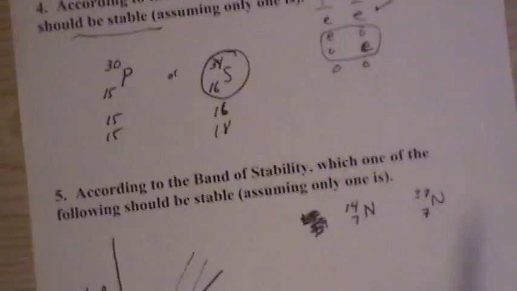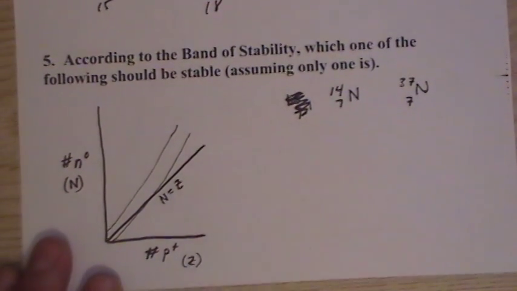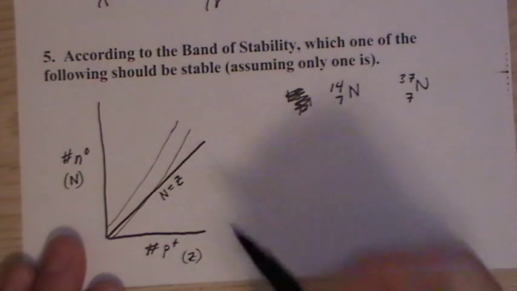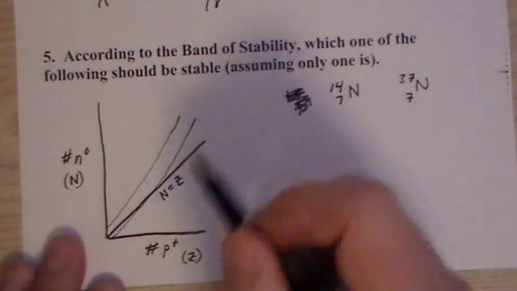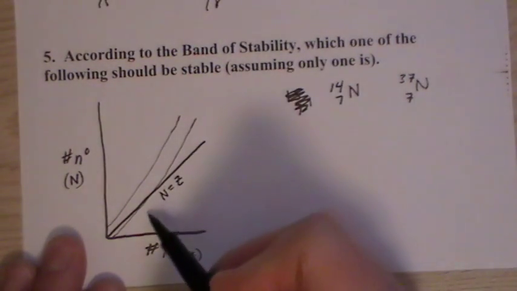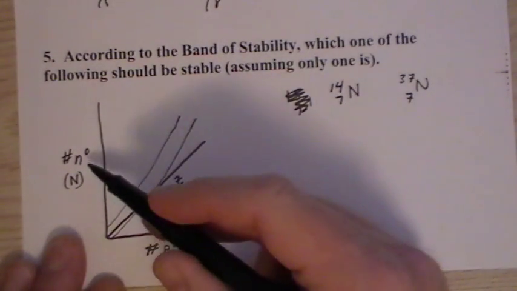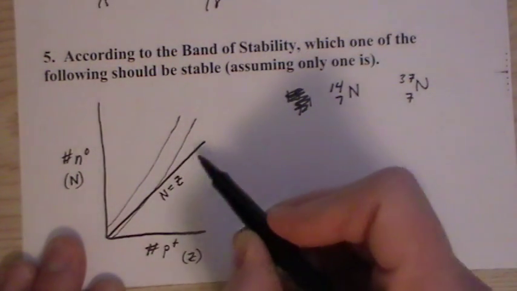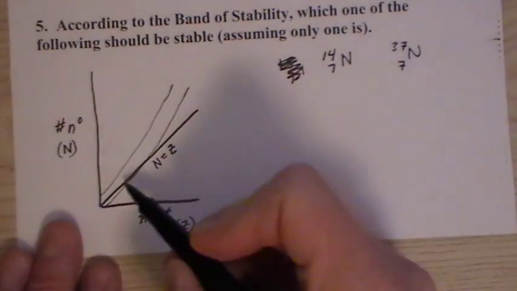Then this is the band of stability, actually the best way of determining what is stable, but they don't give you a really nice table to work with. It's a small one, and that's what I'd give you on the exam. When you measure the protons versus the neutrons, or graph them, here's the line that shows if you had the same number of protons and neutrons. So number of neutrons, capital N, and number of protons, capital Z.